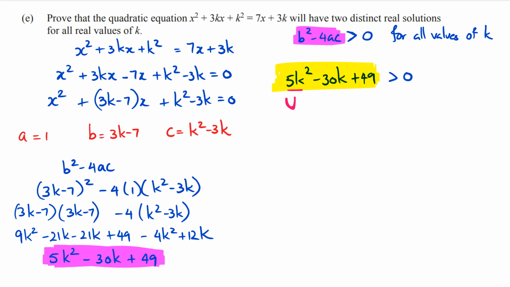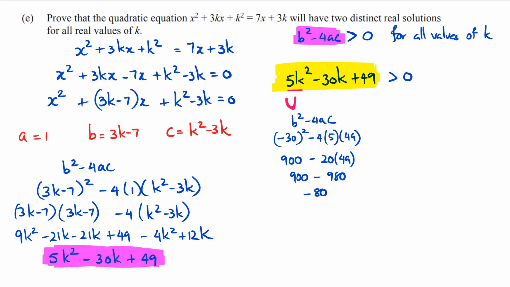So here, if I went b squared minus 4ac, I'm going to get negative 30 squared minus 4 times 5 times 49. So I've got 900 minus 20 times 49, 900 minus 980, which is equal to negative 80. And because the discriminant of the yellow is negative 80, I can guarantee that this is always going to be bigger than 0. That's my thinking right now.